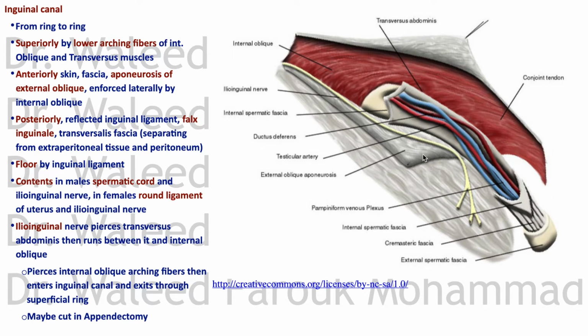The anterior wall is the skin and fascia and the external oblique aponeurosis, and reinforced laterally by the internal oblique and the transversus abdominis. So the posterior wall is reinforced medially and the anterior wall is reinforced laterally. And then when the fibers contract, these two parts oppose each other, compressing the contents of the inguinal canal and closing the deep ring and preventing any structure from coming out, except for the spermatic cord, of course.